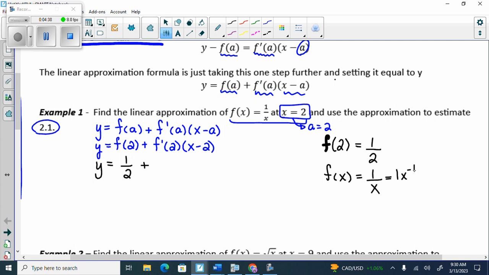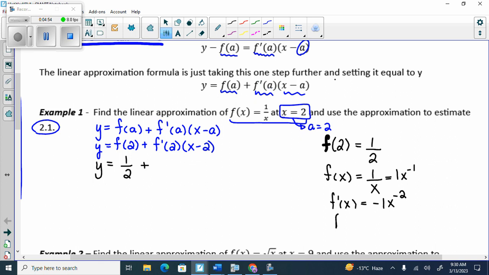And then we can find f prime of x. Drop the negative 1 in front. Joins the 1. X to the what? Negative 2. Now did it ask us to do f prime of x or f prime of 2? F prime of 2.